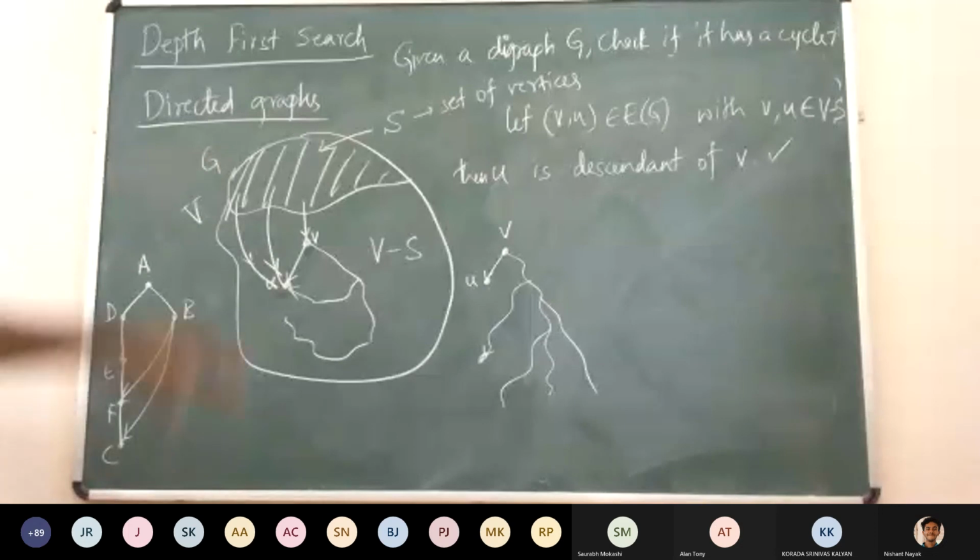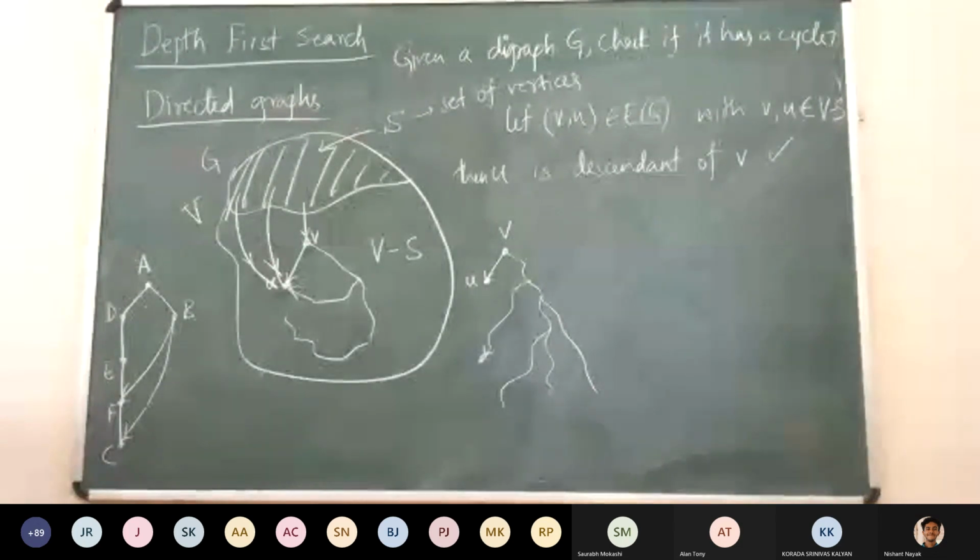So now try to extend this. Now you know induction, right? Try to extend this for any path from V to U. U and V need not be adjacent. Suppose there exists a path from V to U in V minus S, then try to prove that U will be a descendant of V. That we will see in the next class. Think about it. We'll see it in the next class.